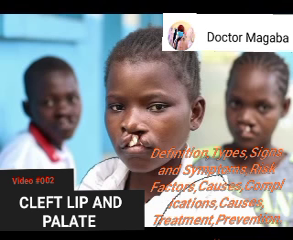A cleft lip may be on one or both sides of the upper lip. Yes, it can be on one side or even on both sides of the lip. That's a cleft lip, and the split may also be in the upper jaw and gum. That's very possible. And let me talk about the cleft palate. A cleft palate is an opening in the roof of the mouth. Once you see an opening in the roof of the mouth, that's a cleft palate.